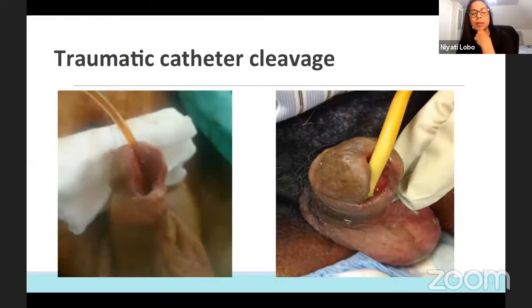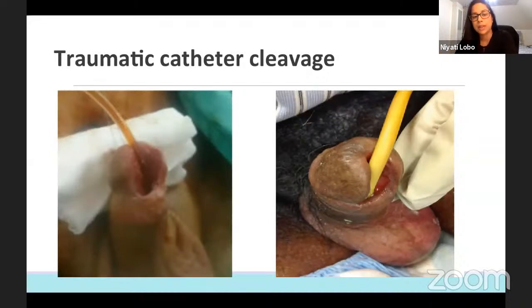I'm going to speed up a little bit because I'm just cognizant of time, but I just wanted to show you this picture because this is something that you might well come across and it looks really alarming. So this is traumatic catheter cleavage. In gentlemen with long-term urethral catheters, these catheters cause urethral erosion. So you can see that around the catheter, you've got this sort of erosion. Over the phone, people have described this to me as an ulcer or the penis splitting apart. This is something that happens over a long time. It's not an acute thing.